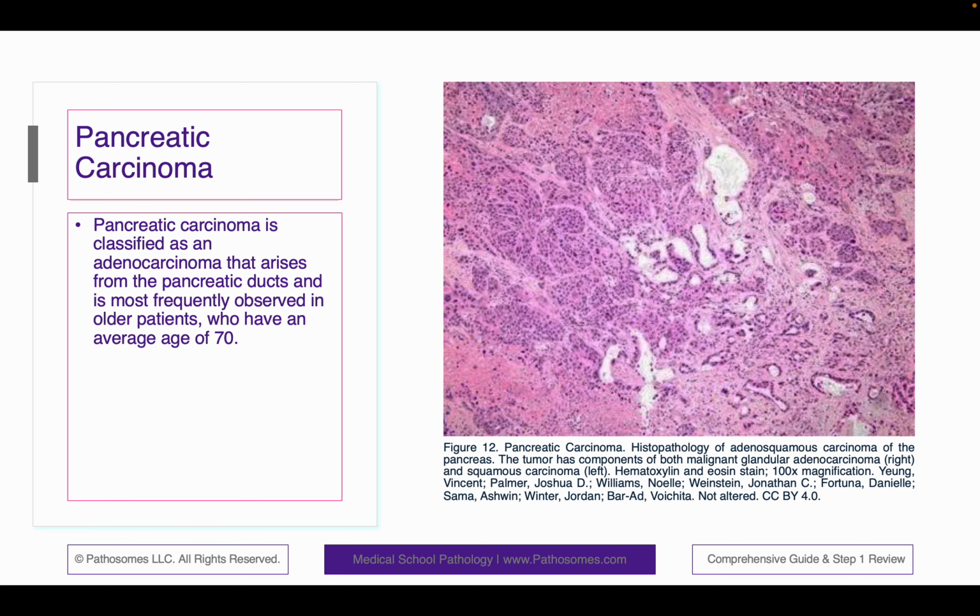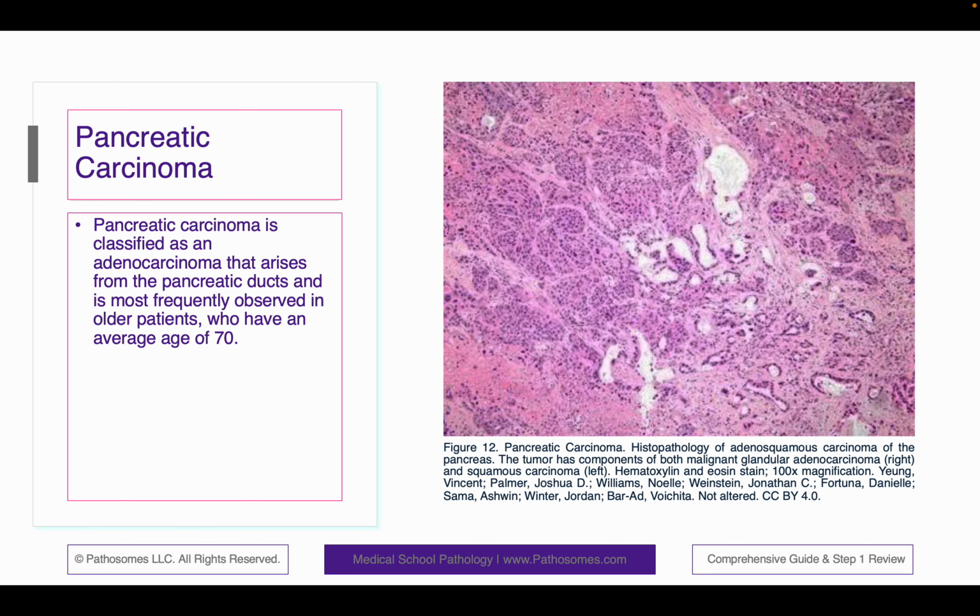Note that the tumor has components of both malignant glandular adenocarcinoma, as you can see, more so on the right, and squamous components, more so on the left, that nested appearance. And like you already know, major risk factors for pancreatic carcinoma are smoking, no surprise there, as well as chronic pancreatitis.